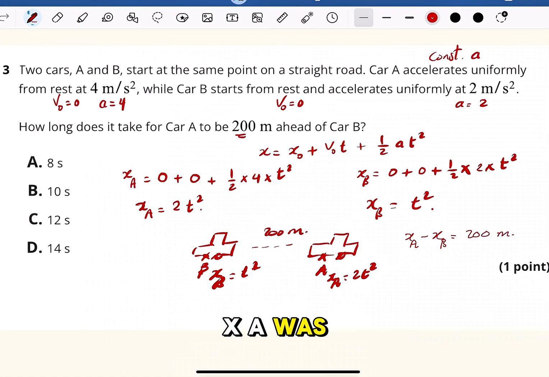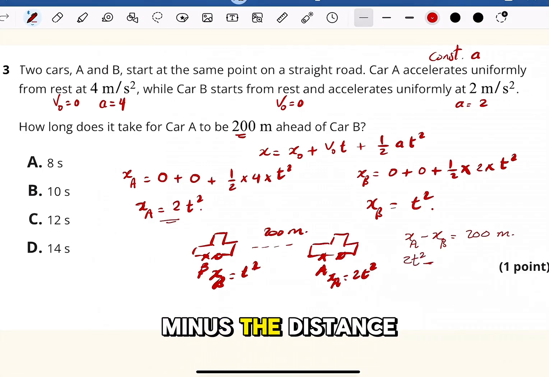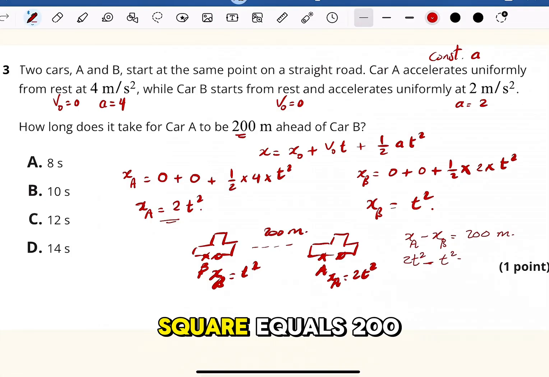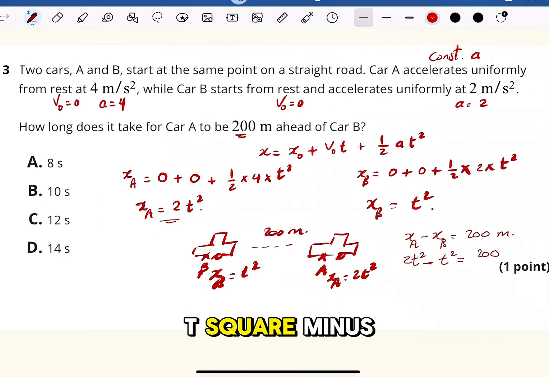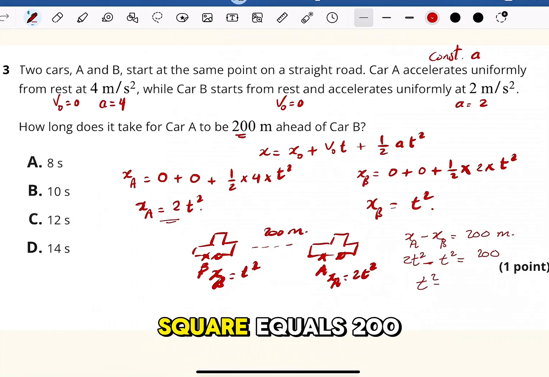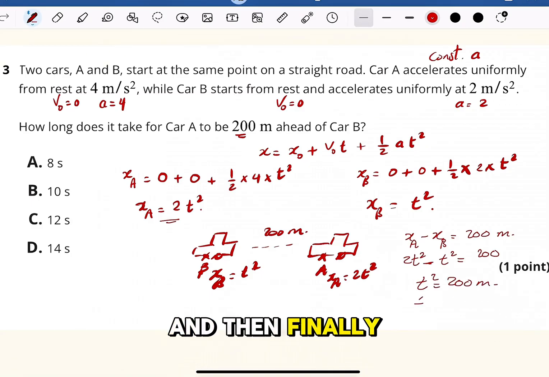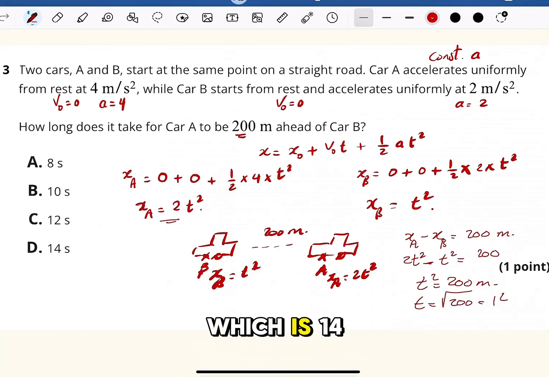xa was 2t squared minus the distance xb, which is t squared, equals 200. And then 2t squared minus t squared, which is t squared, equals 200 meters. And then finally, t equals the square root of 200, which is about 14 seconds. The correct answer is D.